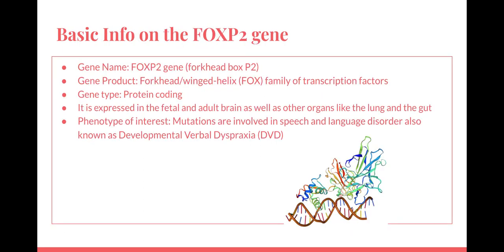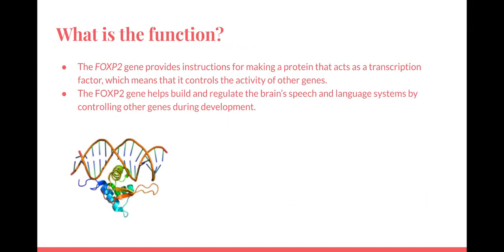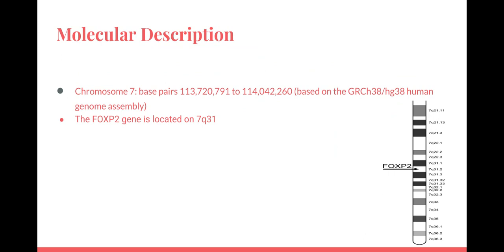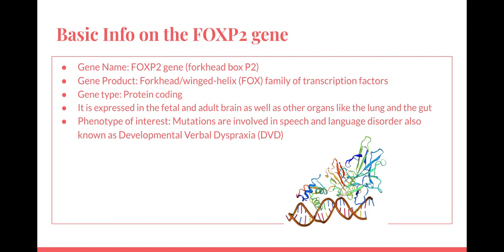Let's sum it all up. The FOXP2 gene produces a transcription factor that is crucial for speech and language development. It's located on chromosome 7 and spans over 321,000 base pairs. It regulates many genes during brain development and is active in the brain, lungs, and gut.